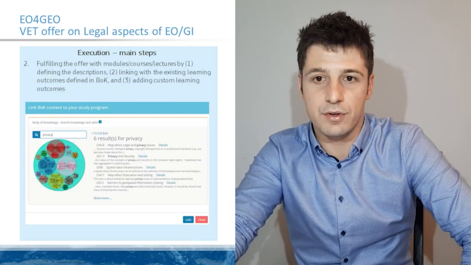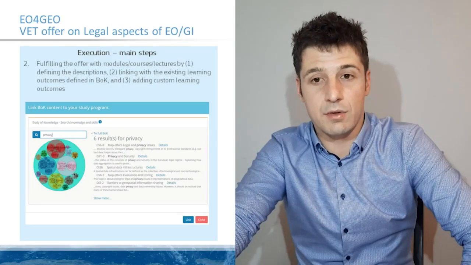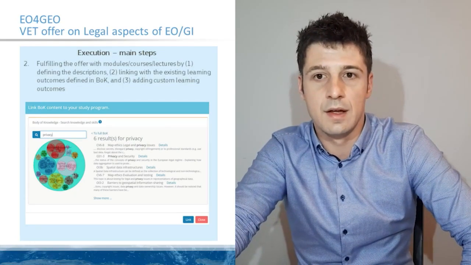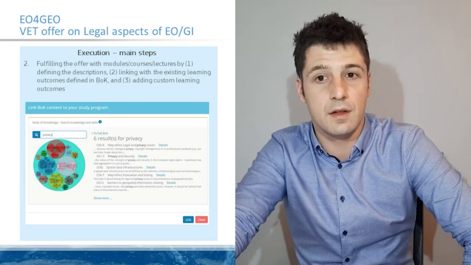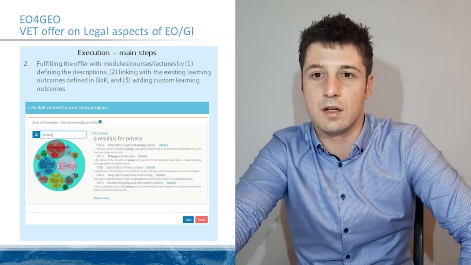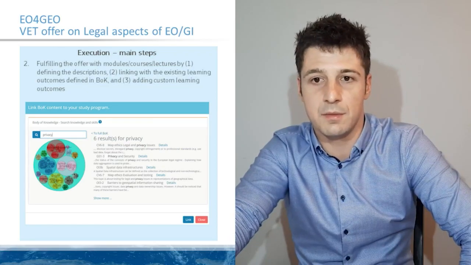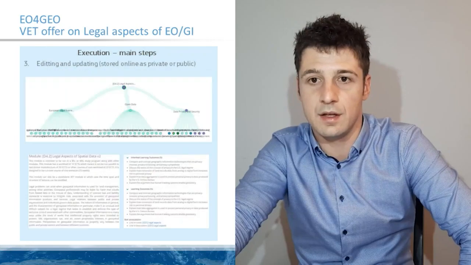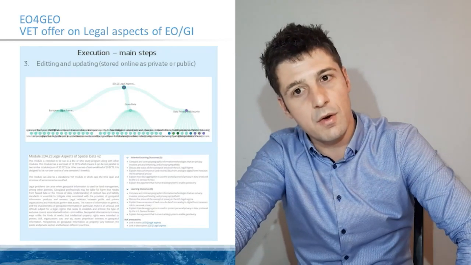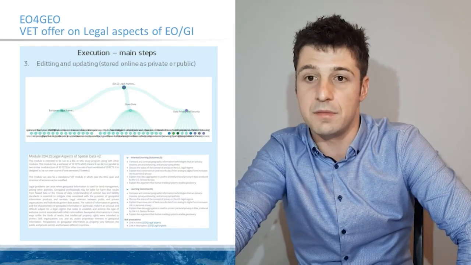So we defined the educational offer description, title of courses, prerequisites, and so on. Later on, we filled the offer with modules, courses, lectures, in our case courses and lectures, by defining the description, linking the existing learning outcomes defined in the body of knowledge of Earth observation and geoinformation. And we added custom learning outcomes where needed. Finally, we got the curricula or educational offer shown in a picture where you can see a tree of our curricula, some description and some details.